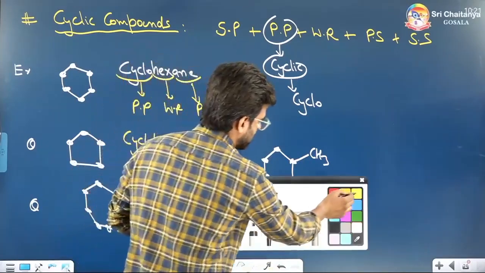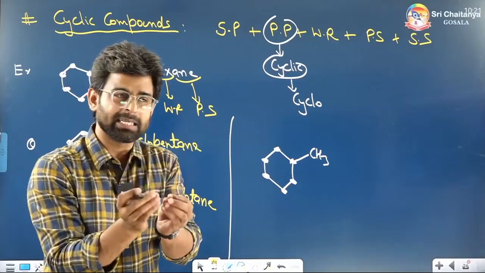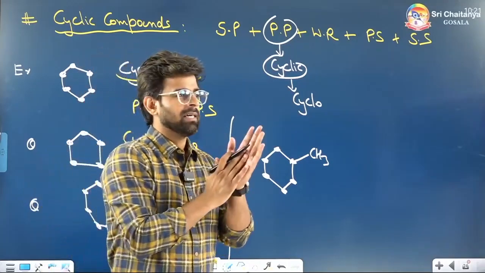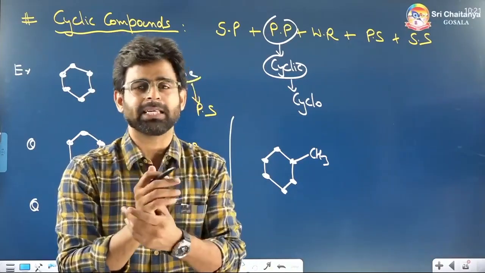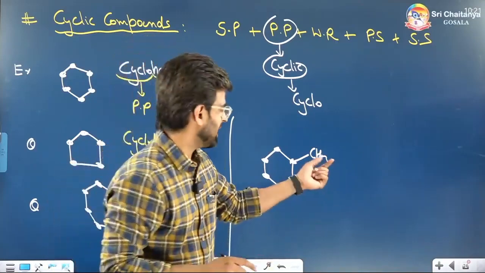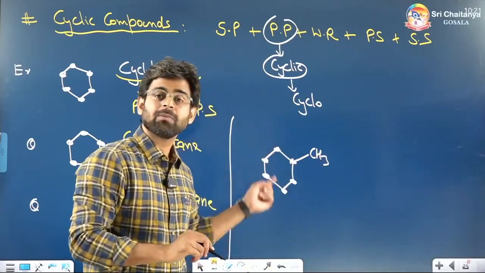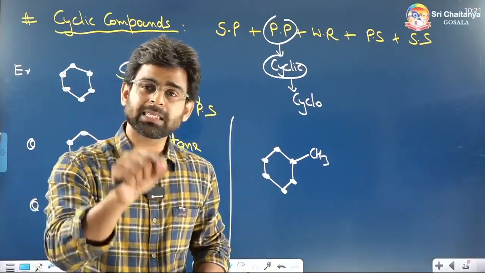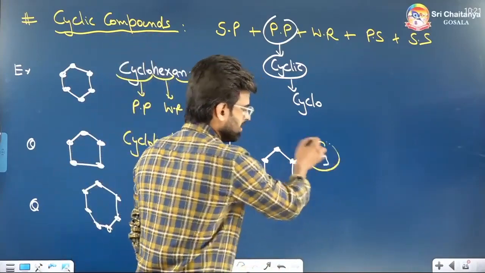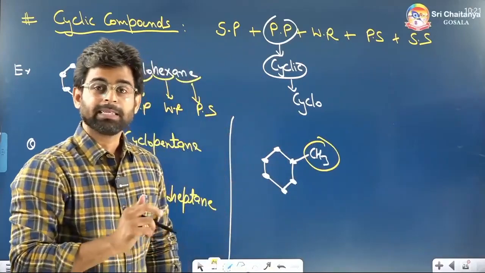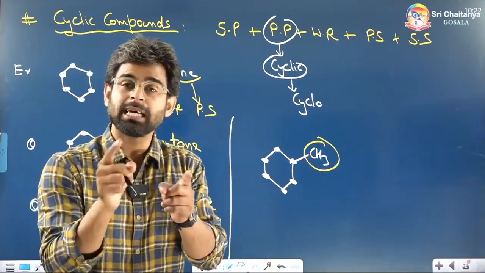First of all, my main target is to find the main chain. Now, understand carefully. First of all, let's find the parent chain. Which one is the parent chain? The side chain contains only 1 carbon, and the cyclic chain has how many? 6 carbons. I will take the 6-carbon chain as my main chain, and I will take the other as the substituent. Cyclic chain is my main chain, and now I will start numbering.